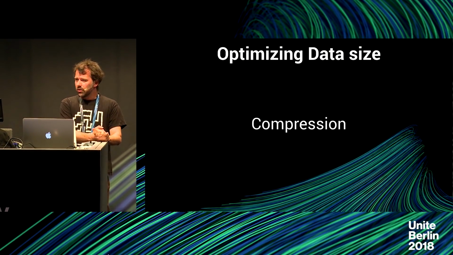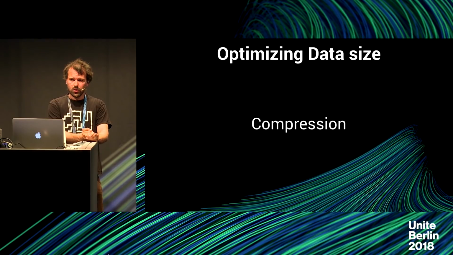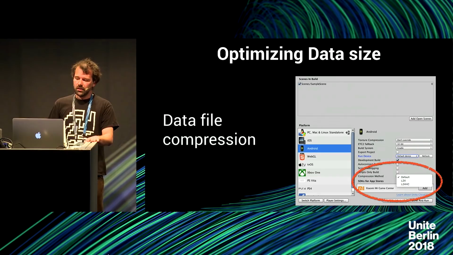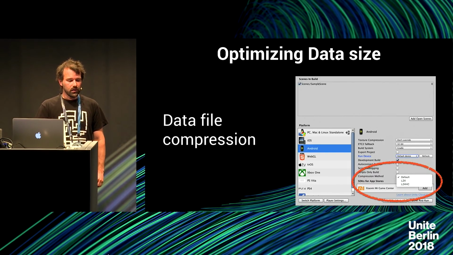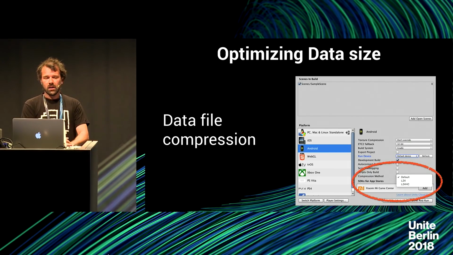The next thing I want to talk about is compression. So in Unity, there's two types of compression applied to assets. One is data file compression, which is lossless compression applied to all your assets. There's a pop-up in the build player window for the compression method to use. It has three options. There's default compression, which on most platforms is none. Some platforms have custom compression. Android, for instance, does zip as part of the APK. And then we offer LZ4 and LZ4HC compression.